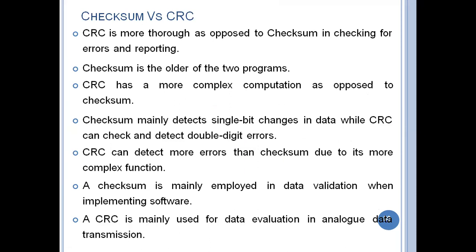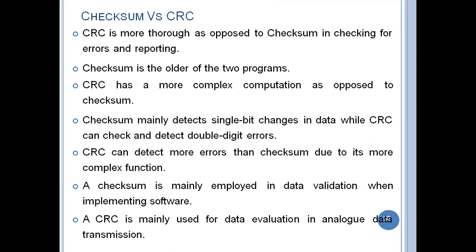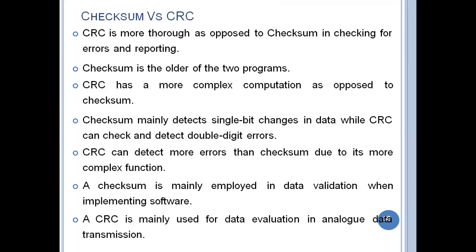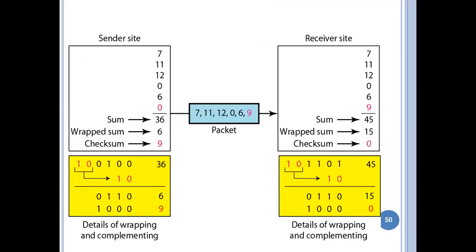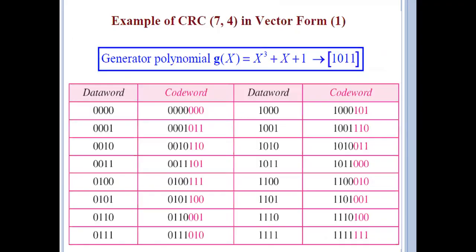In cyclic redundancy check, we are using polynomials. In checksum, we are using addition for the identification of errors. So these are some of the very important techniques for error detection, and we will meet in the next video for error correction techniques. The error detection techniques are VRC, CRC, checksum, and LRC, longitudinal redundancy check.